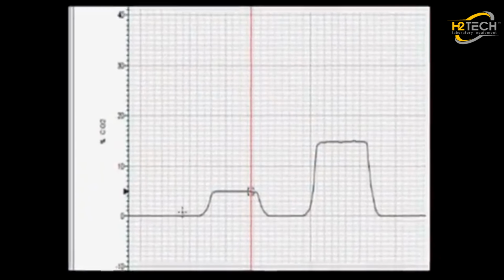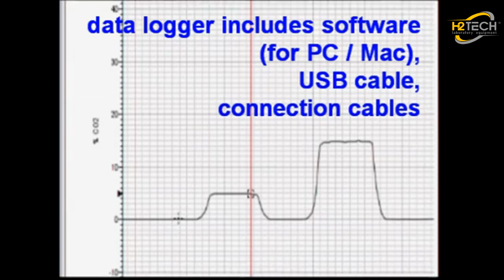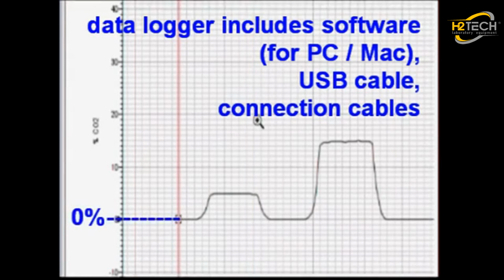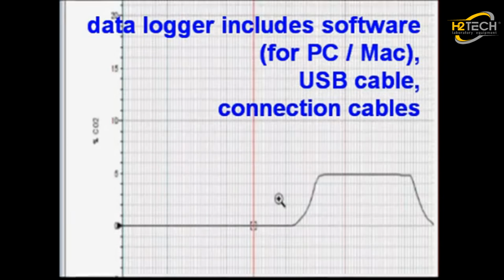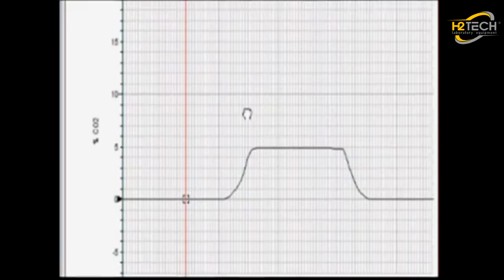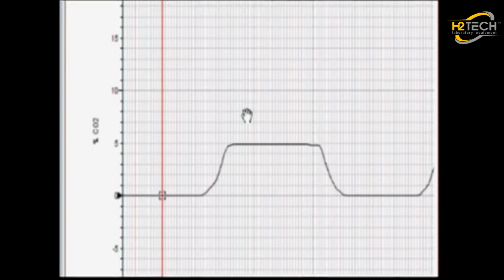This is the software that comes with the data logging package. In this particular case, as I mentioned, we've set the data logger to record a measurement every second, although you can set that interval, like I said, to be 18 hours. It really gives you the power to collect data over long-term experiments.